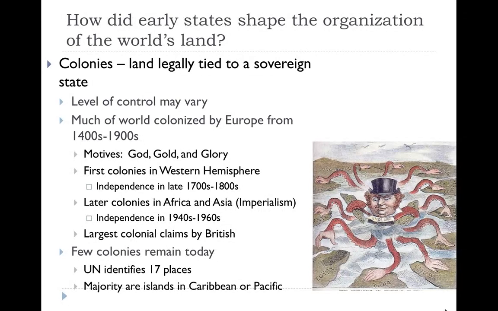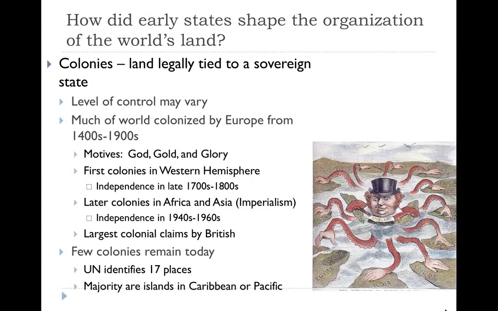When we look at the first colonies in the Western Hemisphere, they eventually did gain their independence right around the 1700s to 1800s. And then later on, we see the African colonies and Asian colonies start to gain independence in the 1940s through 60s. So quite a bit later than those others.